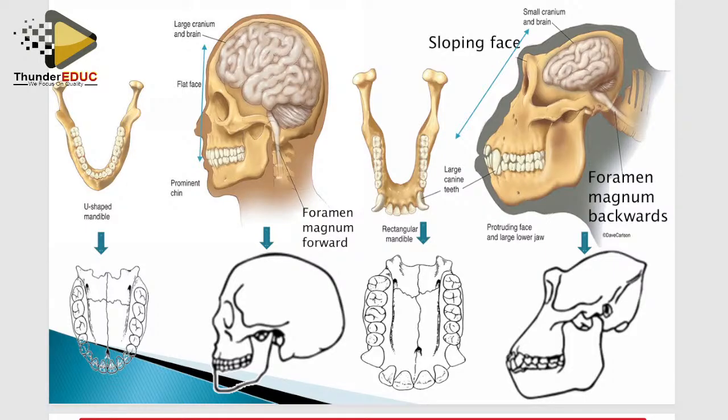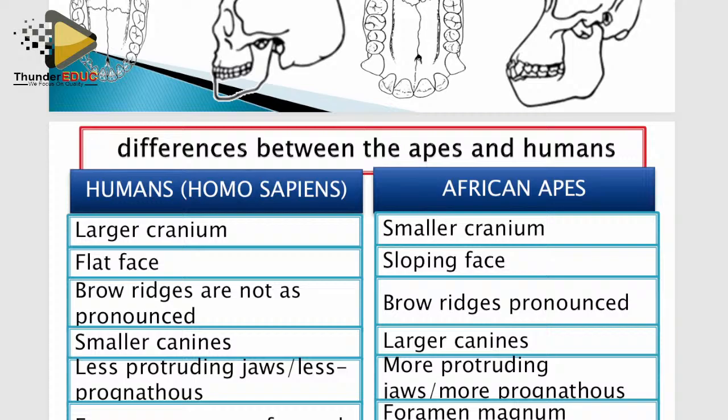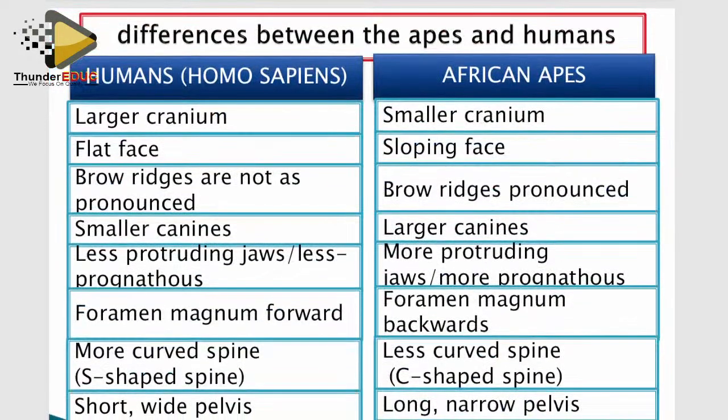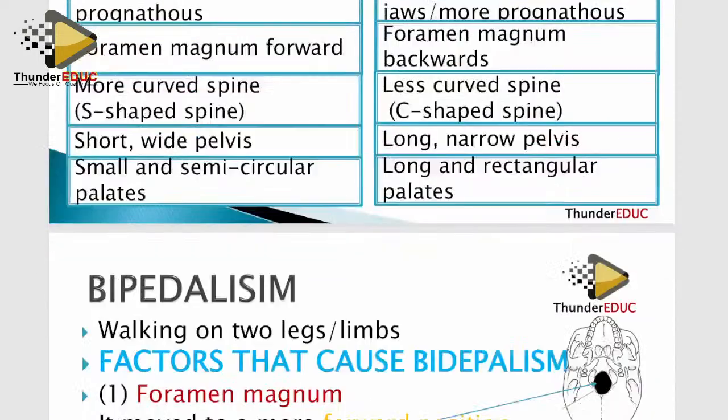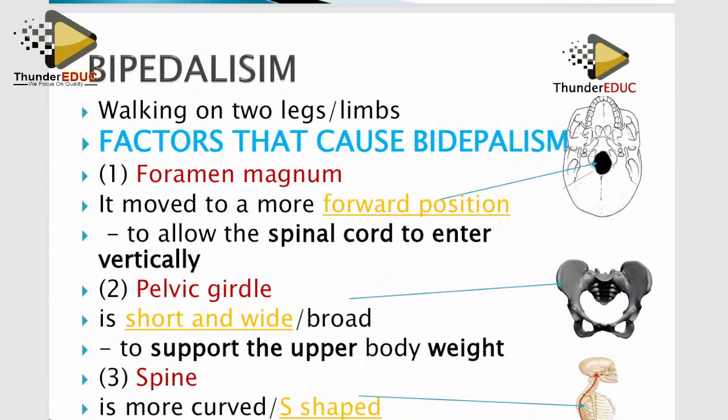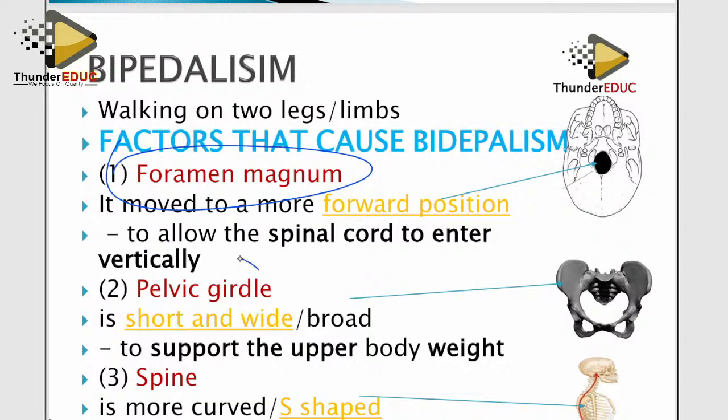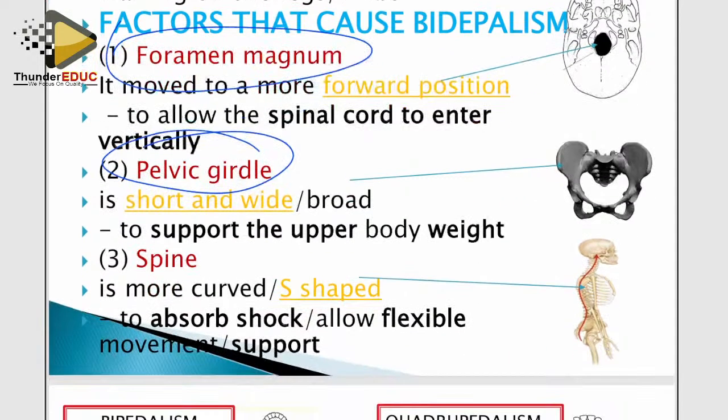So these are the differences, guys. Please make sure that you know that. What is bipedalism? Bipedalism is walking on two hind limbs, or walking on two legs. What are the factors? The first one is the position of foramen magnum. The second one is the pelvic girdle. Then the third one is the shape of the spine.